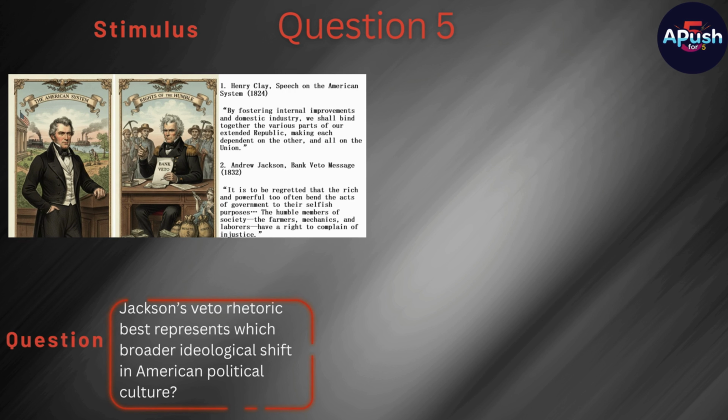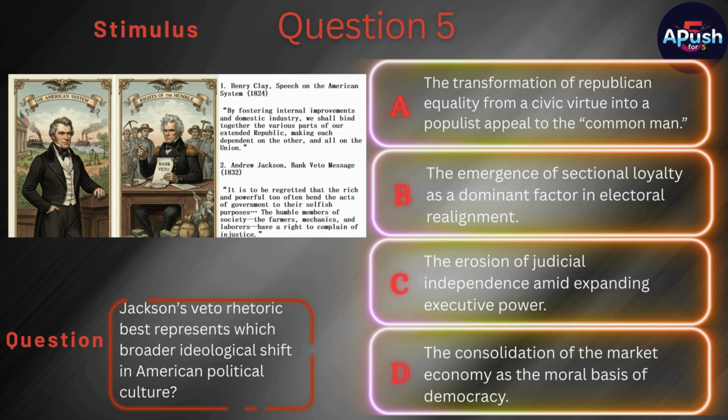Question. Jackson's veto rhetoric best represents which broader ideological shift in American political culture? A. The transformation of Republican equality from a civic virtue into a populist appeal to the common man. B. The emergence of sectional loyalty as a dominant factor in electoral realignment. C. The erosion of judicial independence amid expanding executive power. D. The consolidation of the market economy as the moral basis of democracy.